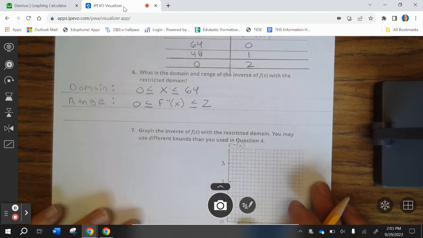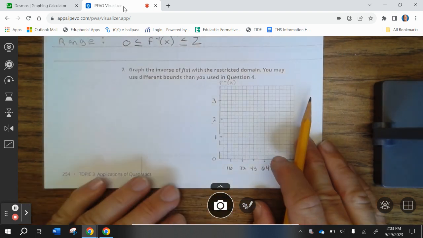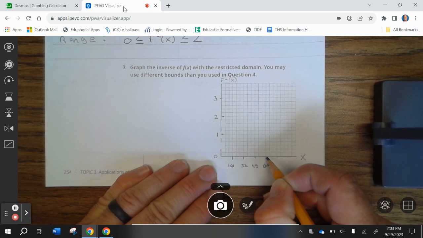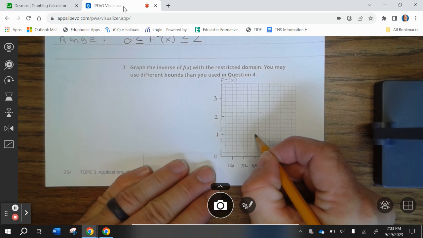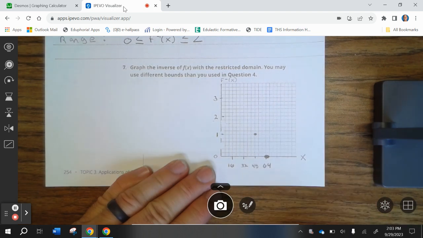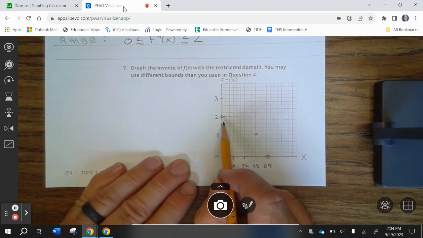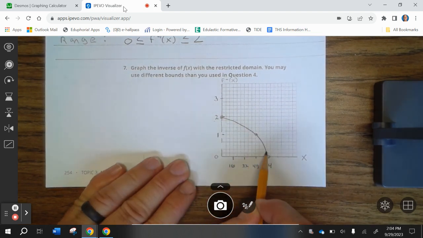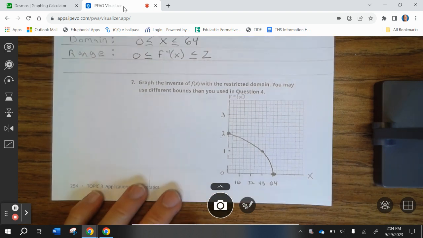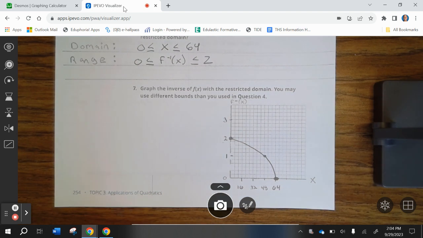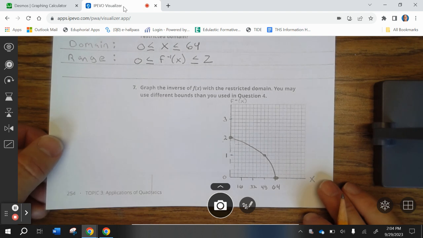Now, to graph the inverse, we're going to use these values. So 64, 0, 48, 1, and 0, 2. All right, go ahead and finish that up. All right, let's take a look at the next page.